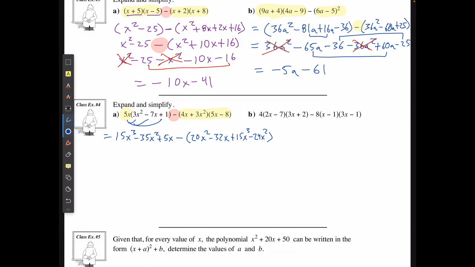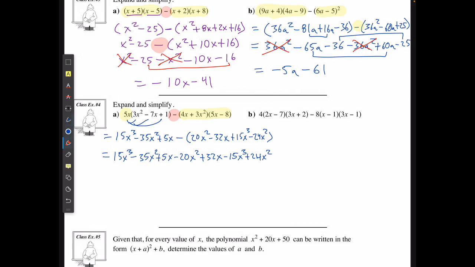Well, I could apply the negative right now and then just combine my like terms if I don't care about combining these two terms in here, and say that I have 15x to the power of 3 minus 35x squared plus 5x minus 20x squared plus 32x minus 15x cubed and plus 24x squared.